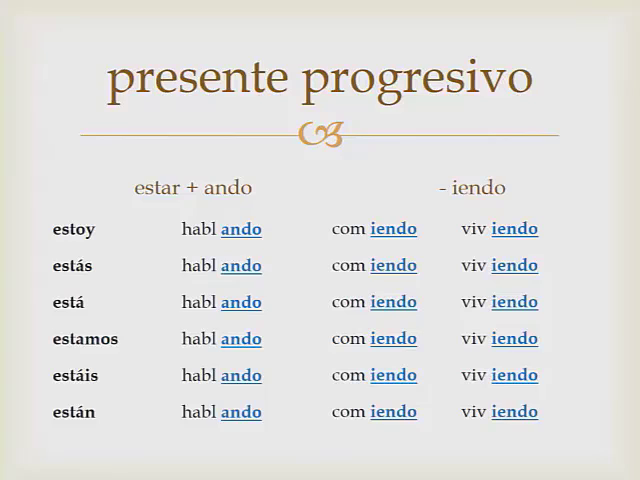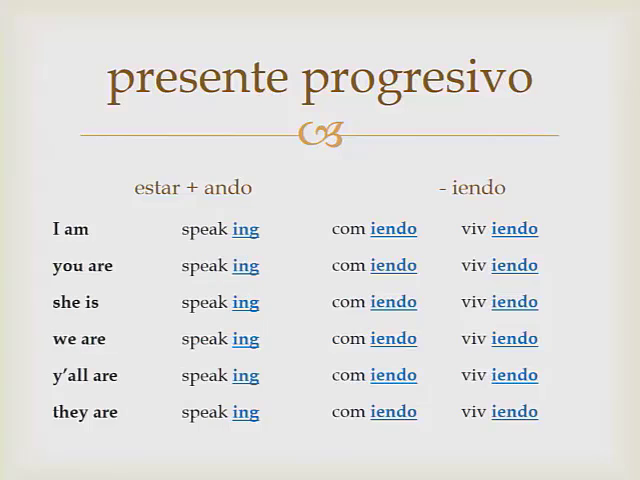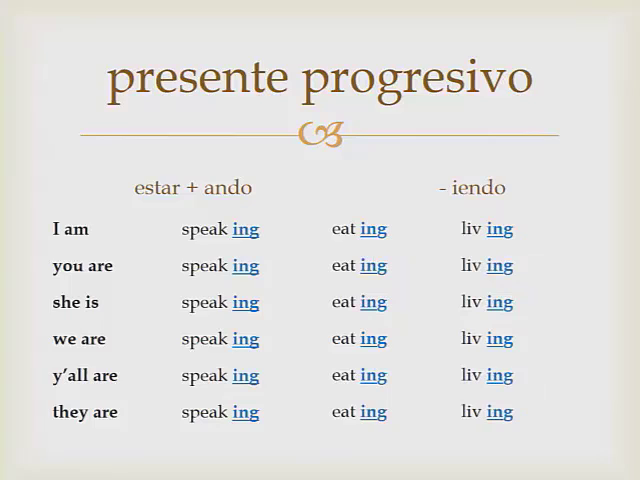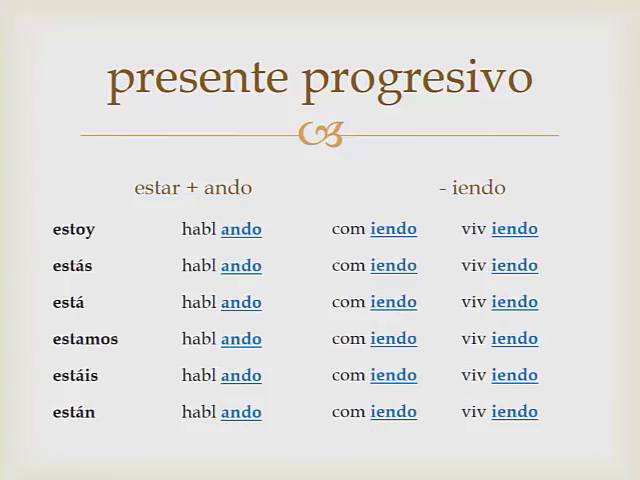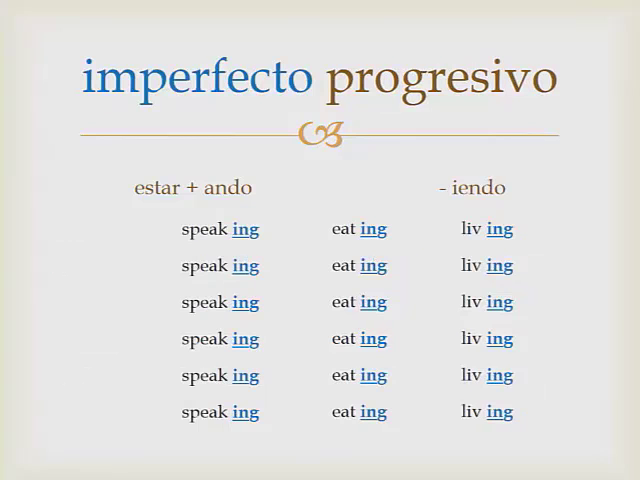I am speaking, I am eating, and I am living. That's the present progressive in English. That's the present progressive in Spanish. Estoy hablando, estoy comiendo, estoy viviendo. I am speaking, I am eating, and I am living. Present progressive. Let's look now at the imperfect progressive.